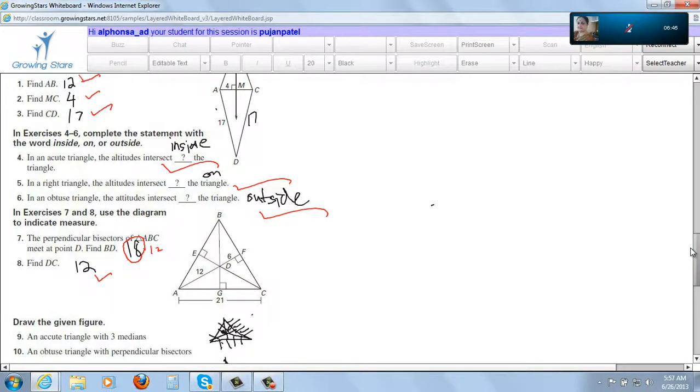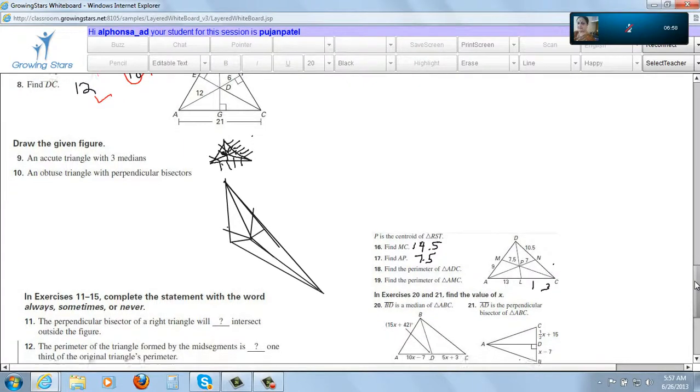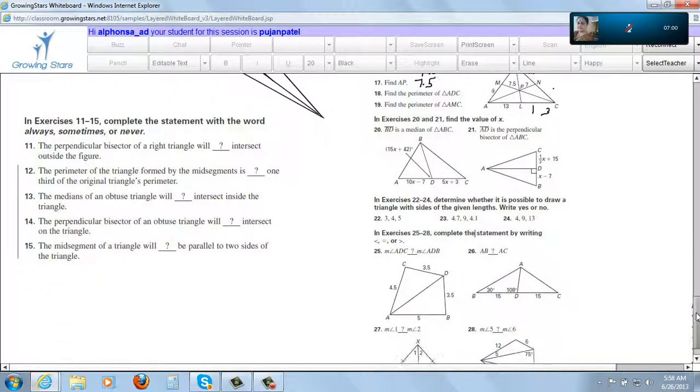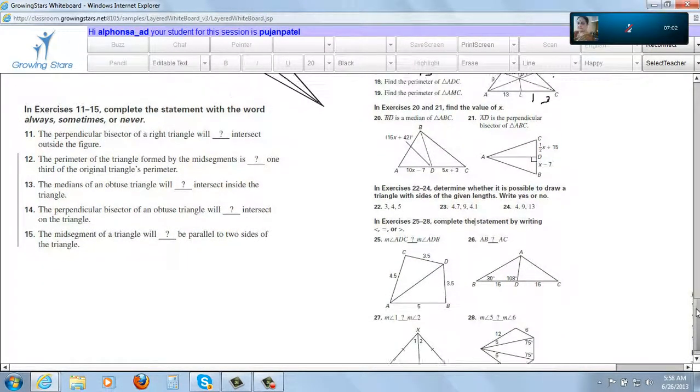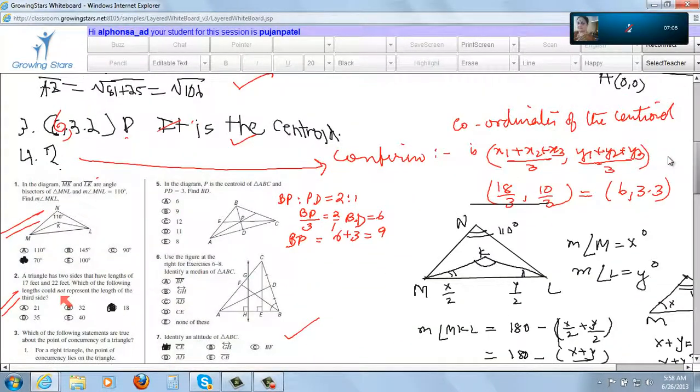Okay, next question. The next one also involves triangle inequality. You're given two sides of the triangle, and you have to find which of the following lengths could not represent the length of the third side.